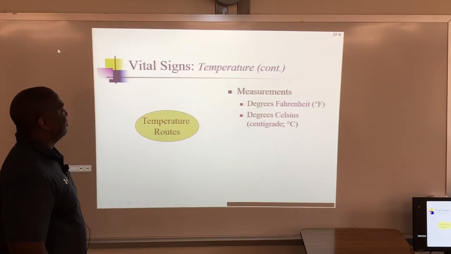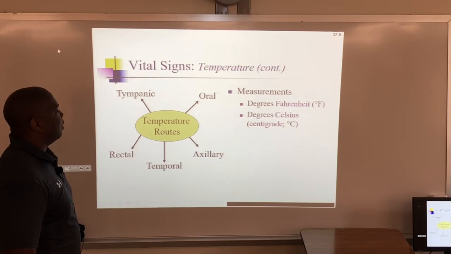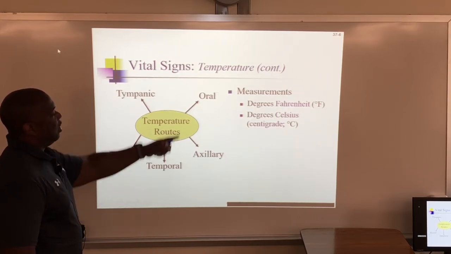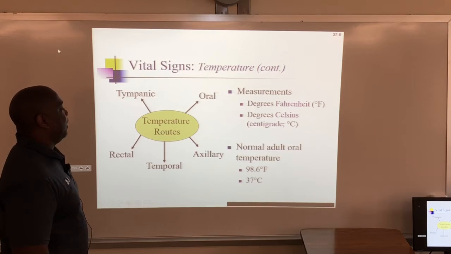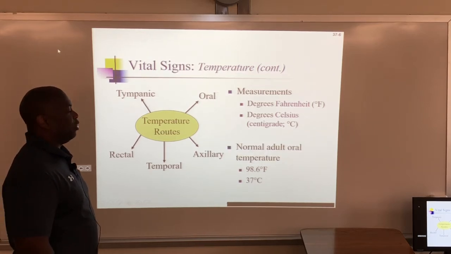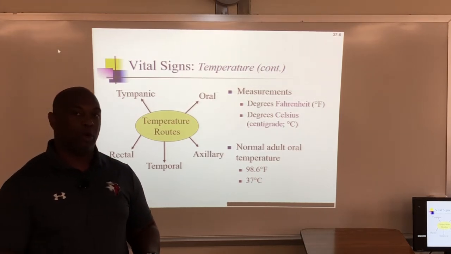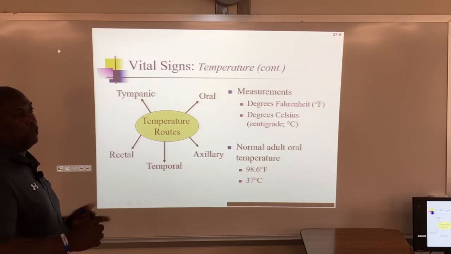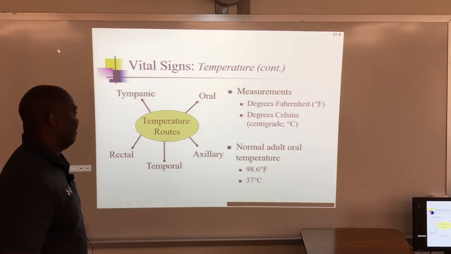Temperature routes. You have oral, tympanic, rectal, axillary, and temporal. All measured in Fahrenheit, or you may get it in Celsius or centigrade. Normal adult temperature is 98.6 or 37 degrees Celsius. On a quiz, I may ask you both. So just because I put 37 degrees Celsius, you should know that it means 98.6 degrees Fahrenheit.